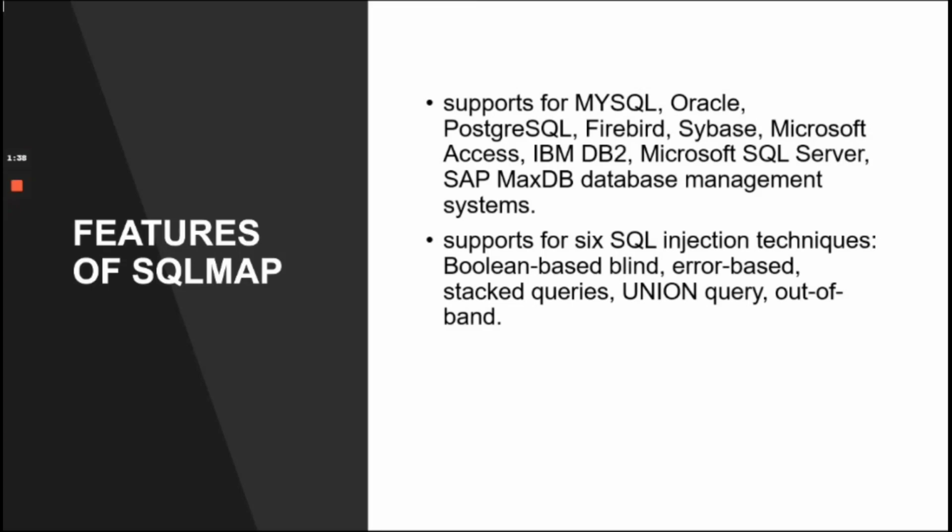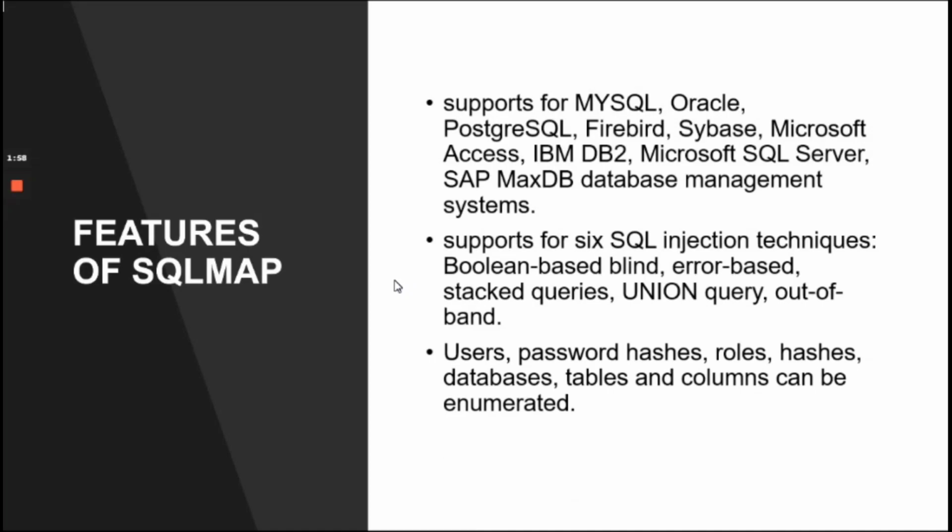There are various types of SQL injection techniques which I will discuss further, but these are some of them: Boolean based, error based, stacked queries, union query, out of band. These are some of the SQL injection techniques for which the SQL Map tool can be used. A hacker will use it to enumerate the password hashes, database names, tables, and columns from the database. For these purposes the hacker will use this tool.